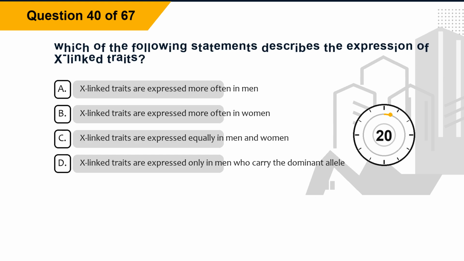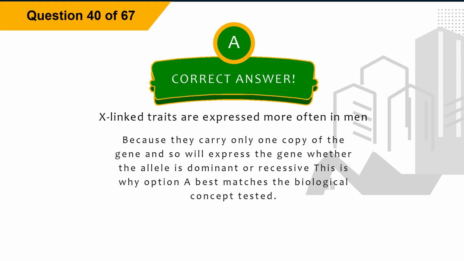Question 40. Which of the following statements describes the expression of X-linked traits? Option A, X-linked traits are expressed more often in men. Option B, X-linked traits are expressed more often in women. Option C, X-linked traits are expressed equally in men and women. Option D, X-linked traits are expressed only in men who carry the dominant allele. The correct answer is option A, X-linked traits are expressed more often in men.